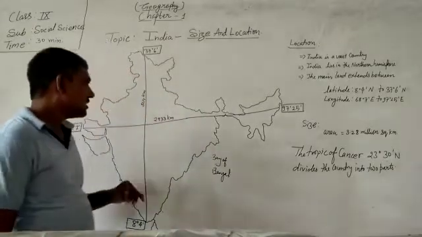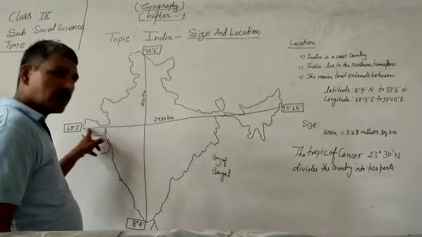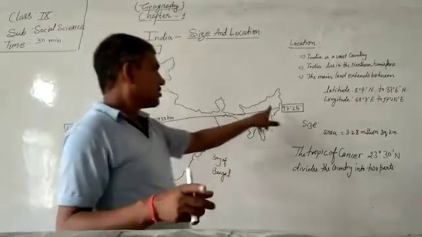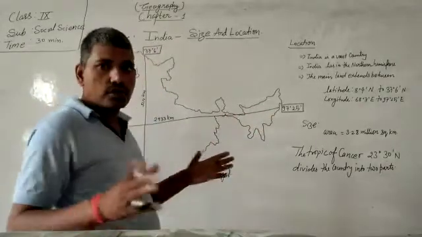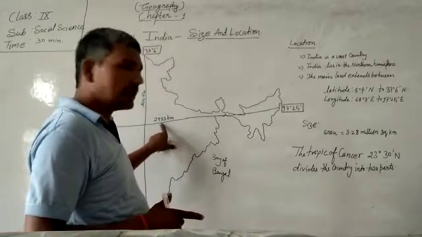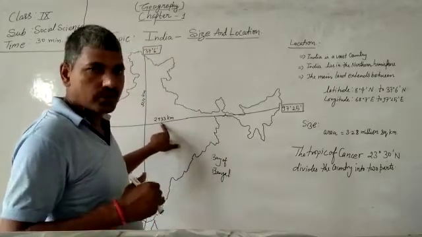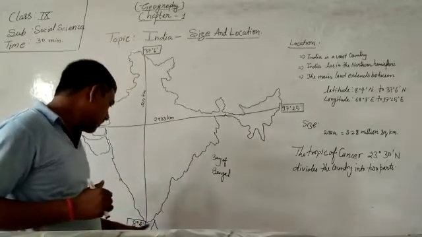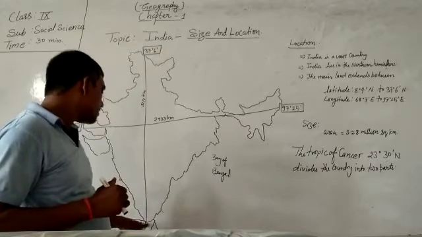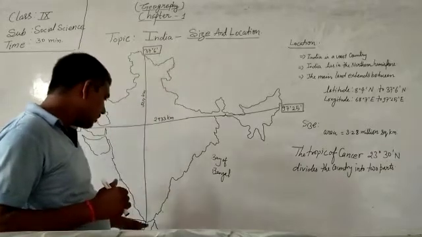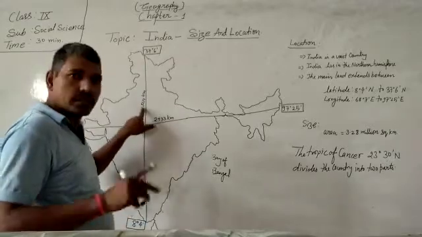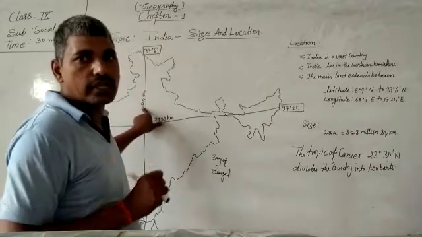And one more thing, children: the total distance from west to east of our country India is 2933 kilometers. It is also noted here. And from south to north, from top to bottom, the total distance is 3214 kilometers.